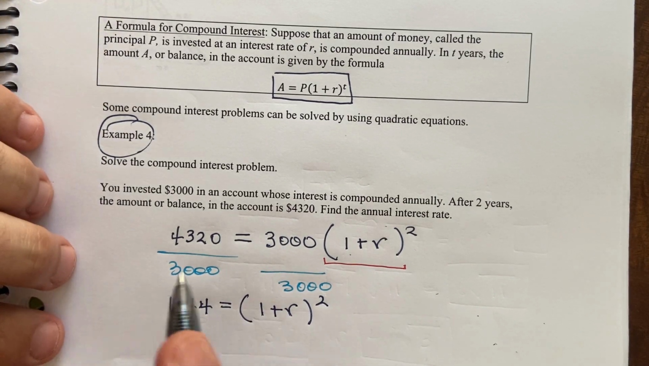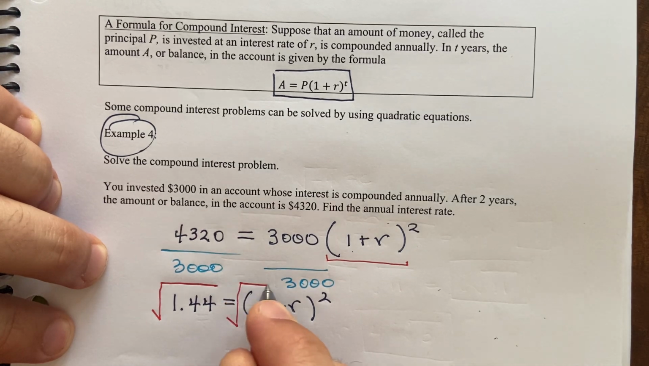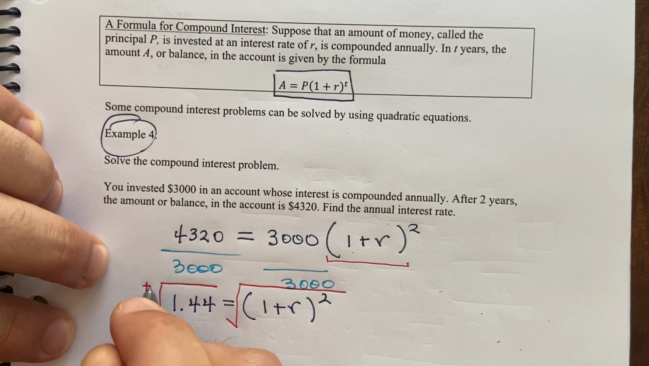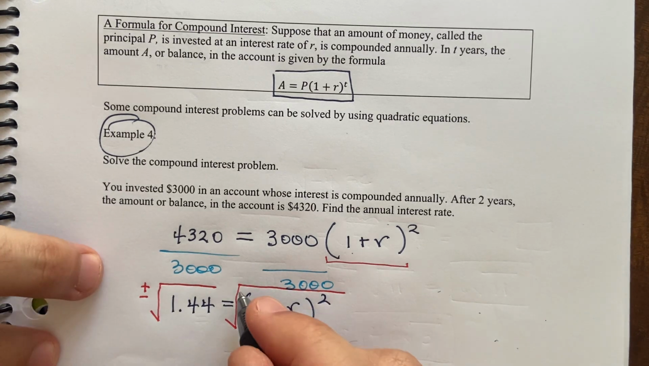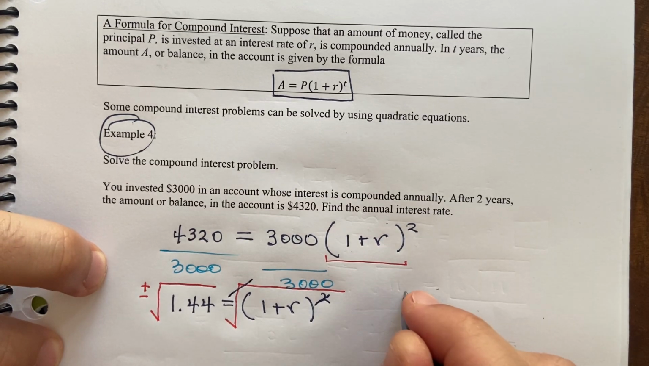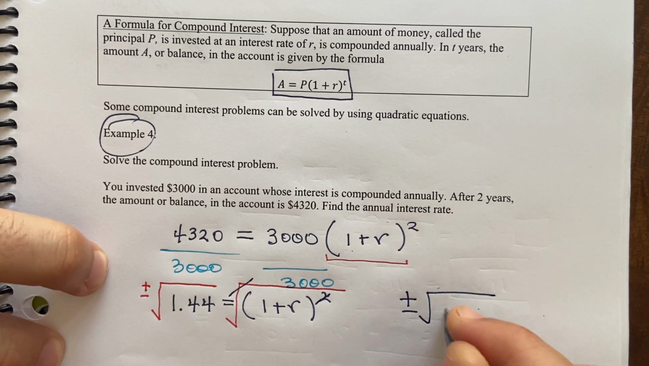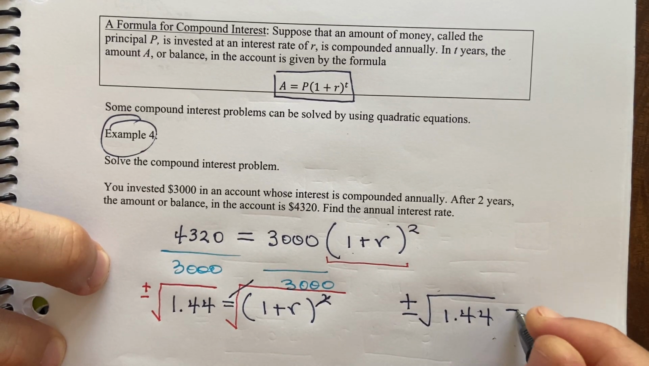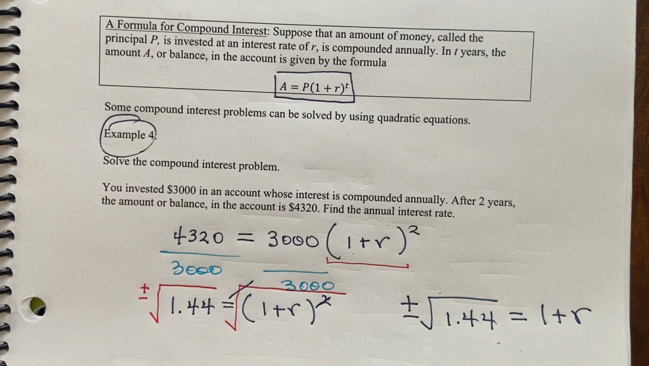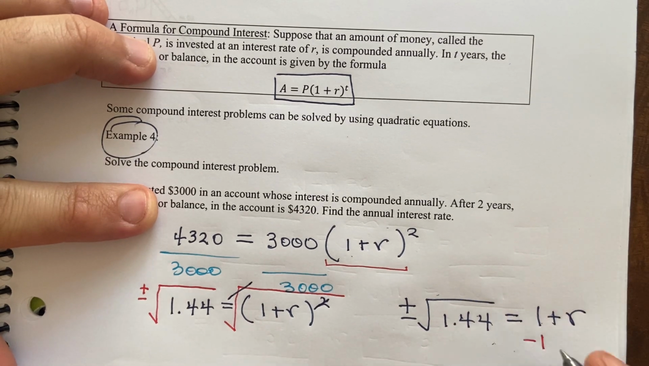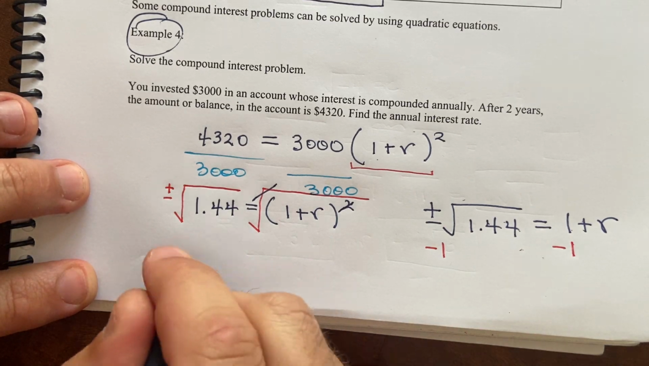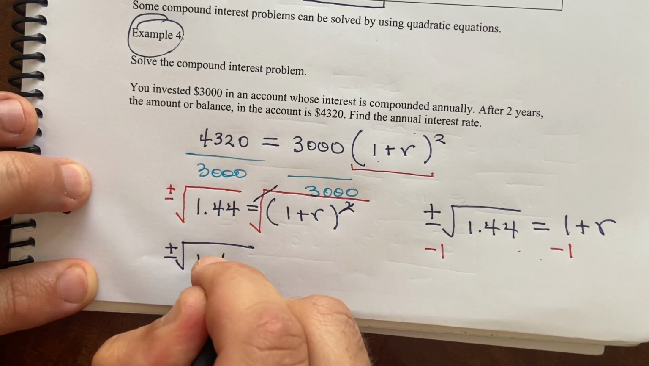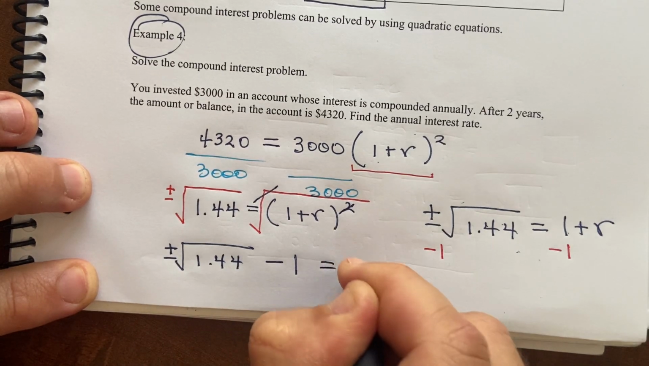And then what I'll do there is I'll take a square root, using plus and minus on the side with the pure number. Okay, so on the right, these will cancel. And then plus and minus the square root of 1.44 will just equal 1 plus r. And then I'll subtract over 1 to solve for r. So I have plus and minus the square root of 1.44 minus 1 equals r.